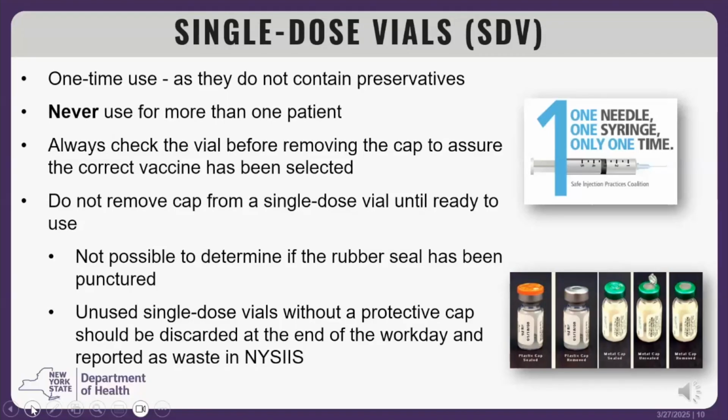Do not open a single-dose vial until the vial is ready to use. Once the protective cap has been removed, the vaccine should be used because it is not possible to tell if the rubber seal has been entered or punctured by a needle. Check the vial label before removing the cap on the vial to ensure the correct vaccine has been selected. Unused single-dose vials without a protective cap should be discarded at the end of the workday and reported as waste in NYSVFC. See separate trainings on vaccine returns and wastage for more information.